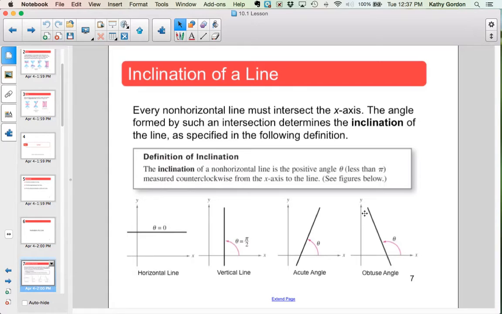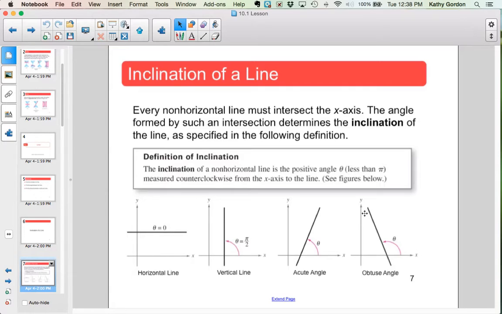So for every line other than a horizontal line, the line is going to have to cross the x-axis somewhere. When it does, it's going to create an angle with the x-axis. Okay? And it's that angle that we're interested in. That angle is going to describe the inclination of our line.